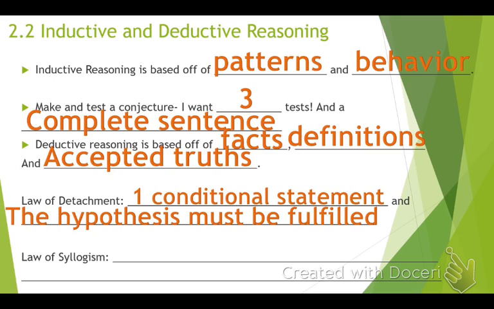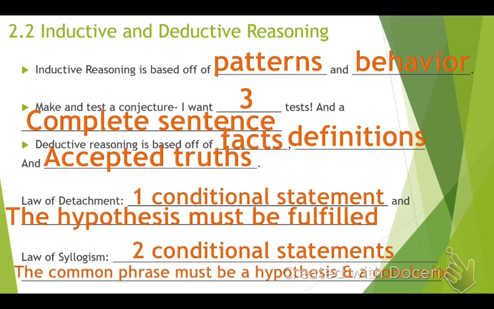All right, the law of syllogism. How many conditional statements are there? Two conditional statements. That's what it looks like. You'll see two, one after another. All right, and then what else will you see in these two conditional statements? You'll have a common phrase, and yes, it will be a hypothesis in one sentence and a conclusion in another. The common phrase must be a hypothesis and a conclusion.